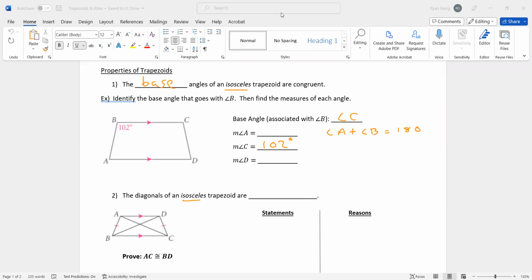Well, I don't know angle A, but I do know angle B is 102. So angle A plus 102 equals 180. So then angle A is 78. And because base angles are congruent, angle D is also 78. All right. That's the first property of isosceles trapezoids. The second property I'm going to prove.